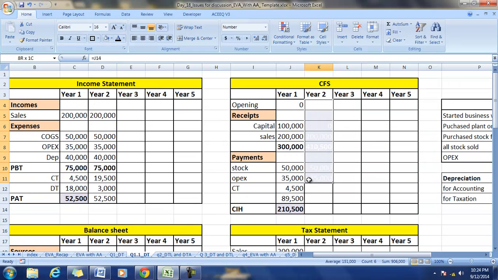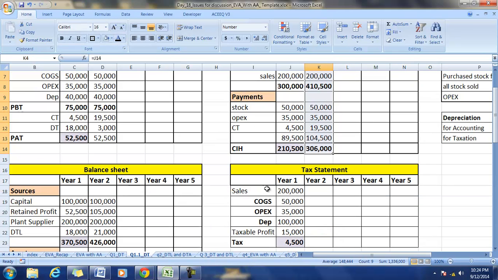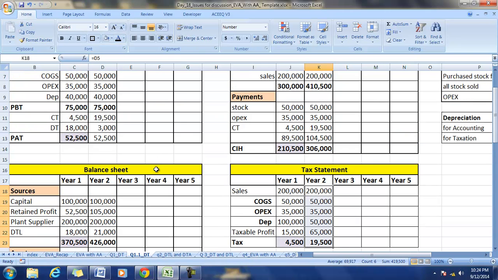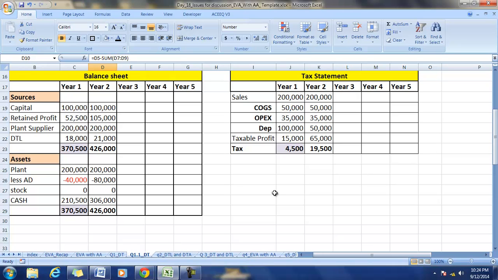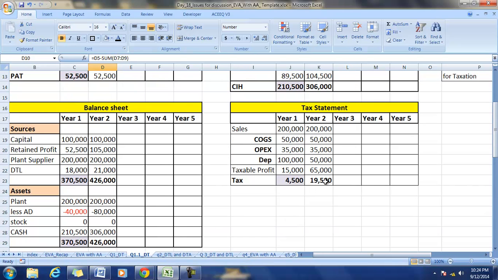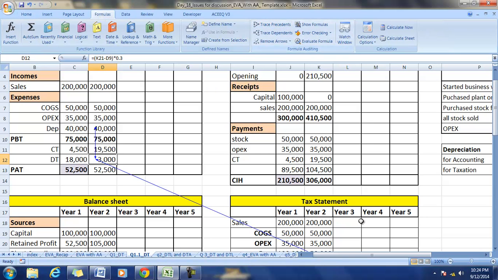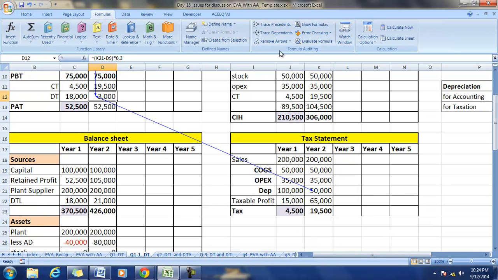The taxable income is not equal to accounting income. Accounting profit is 75,000, but the tax profit is different because of the depreciation. So once again, there is a deferred tax, and the deferred tax is because of the difference in the depreciation. And the deferred tax liability increases from 18,000 to 21,000 because of the current deferred tax.